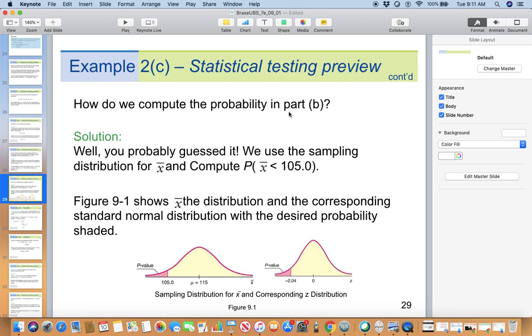How do we compute this probability? Well, you probably guessed it. We will use the sampling distribution for x bar. Compute P of x bar less than 105. So here is the sampling distribution. Mean is 115. We are at 105 or less. Well, standardize this and that gets you negative 2.04.